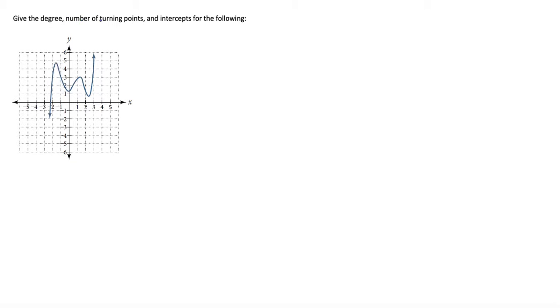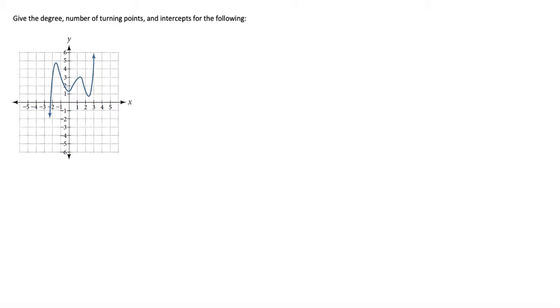Give the degree, number of turning points, and intercepts for the following. And we see here, we're not given the actual equation for the polynomial, right? We're just given the graph. Okay, so how are we going to determine the degree, the turning points, and the intercepts? I think the degree is going to be the toughest one here, right?